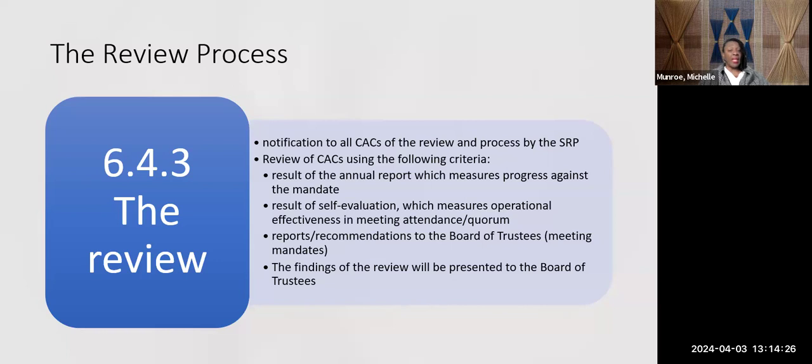again, results of the annual report, which measures progress against the mandate of the CAC, results of the self-evaluation, which measures operational effectiveness, and in meetings, attendance, quorum, overall, the effective operations of the CAC, reports and recommendations that the CAC has moved forward. Again, as a gentle reminder, why that's relevant, because Community Advisory Committee's mandate is to advise the Board of Trustees. And so this would be relevancy in terms of how regularly, how often.